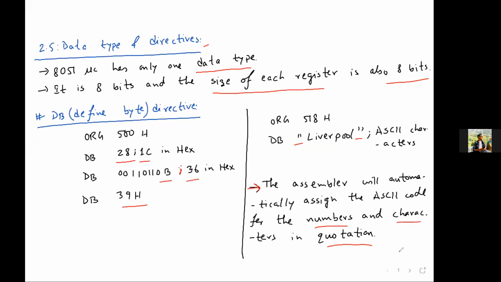Sir, what if we don't define the ORG command here? Okay, what if you don't define the ORG command here? Then by default, you are supposed to encounter an error message. Again, some assemblers might overrule this instruction, but this is mandatory for your 8051 microcontroller assembly language. You have to provide the origin from where it starts.